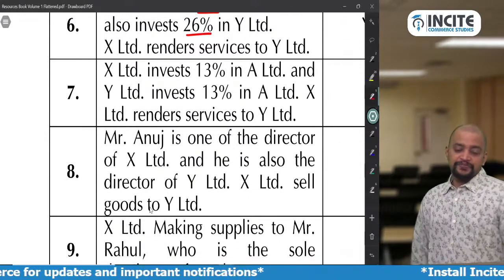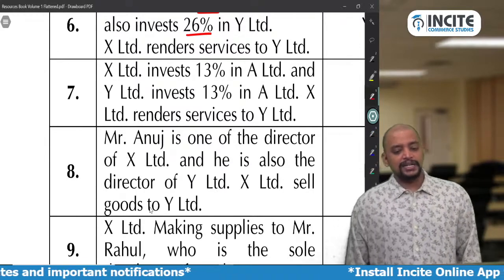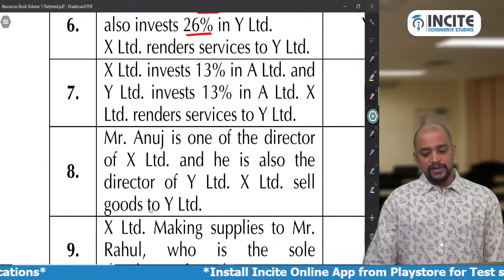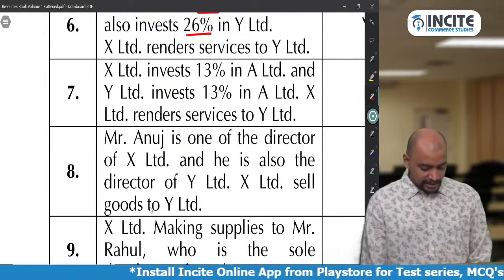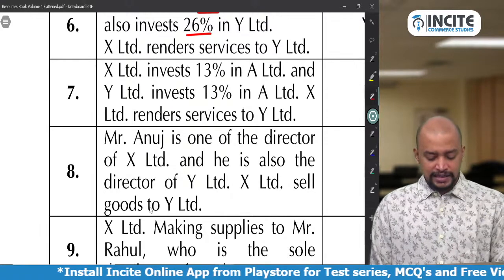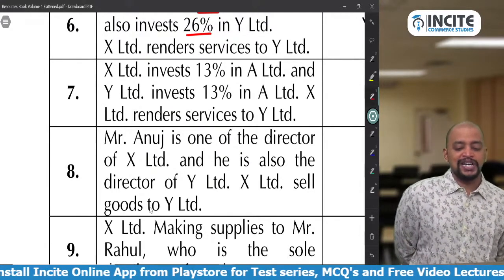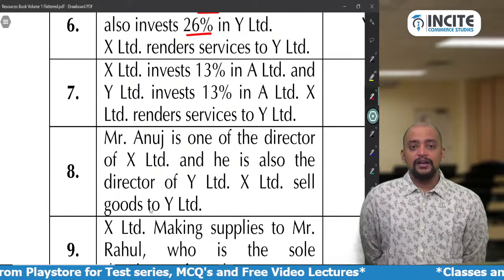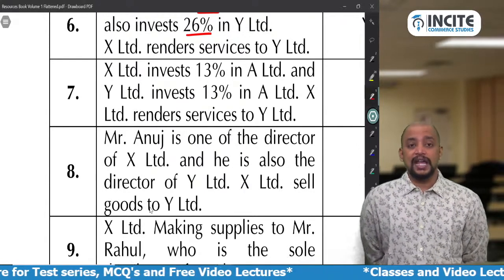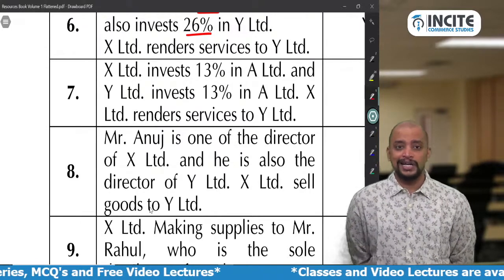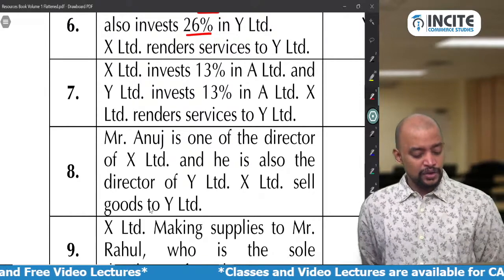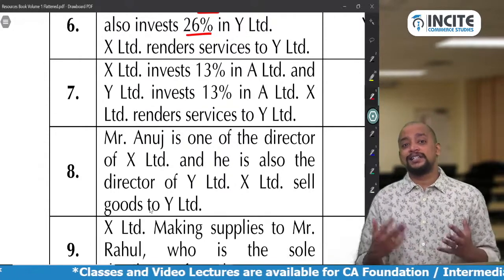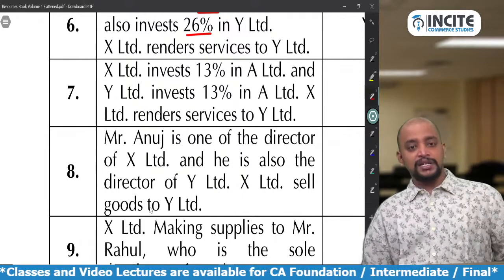Then number 7. X Limited invests 13% in A Limited and Y Limited invests 13% in A Limited. X Limited renders services to Y Limited. Now in this case, will it become a related party transaction between X Limited and Y Limited? No, because they together, whether they are controlling A Limited, X Limited and Y Limited, independently they are not controlling A Limited. Together are they controlling A Limited? No, because together how much is the investment? Just 26%. So how will 26% be called control? Due to that reason, X Limited and Y Limited are not related.